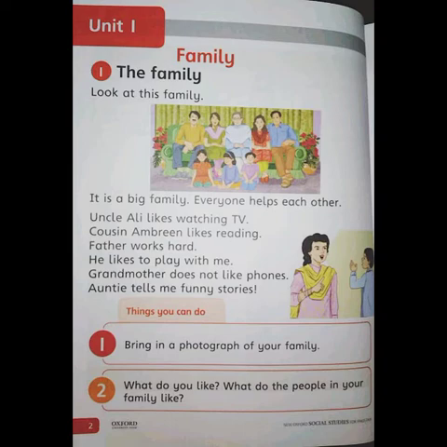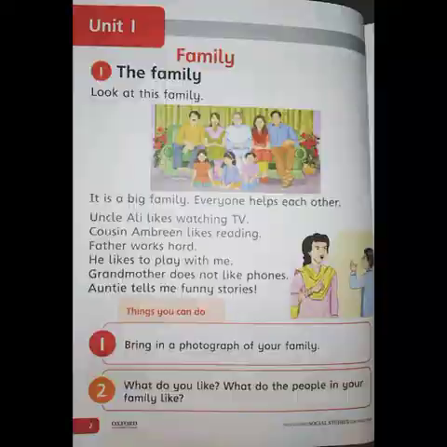Number two is: what do you like and what do the people in your family like? In this question you must know what things you like, what your hobbies are, and then you will go to all your family members and ask them what they actually like, what their hobbies are, what they like in food, what they like to watch, and what they like to play, and such things. Okay, so that's what you are going to do, and I have some more work which you are going to do in your notebooks. So let's do that.